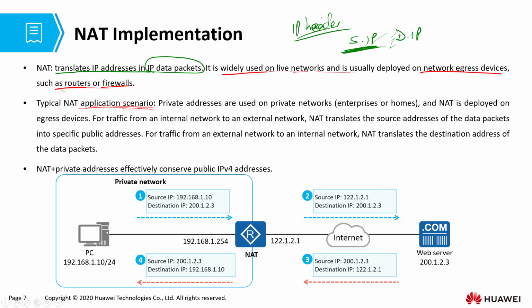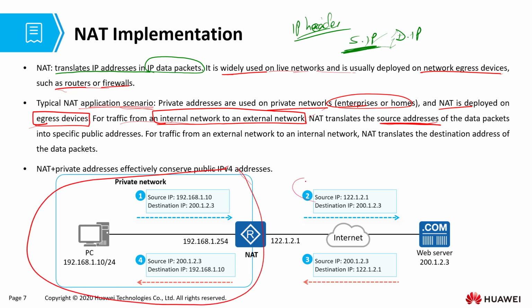A typical NAT application scenario is where private addresses are used on private networks, that is mainly enterprises and homes, and NAT is deployed on the egress device that connects our private network to a public network. For traffic from an internal network to an external network, NAT is going to translate the source address. If traffic is going out to the public network, NAT is going to change the source IP, which is a private IP, to a public IP, because that IP is allowed over the internet.